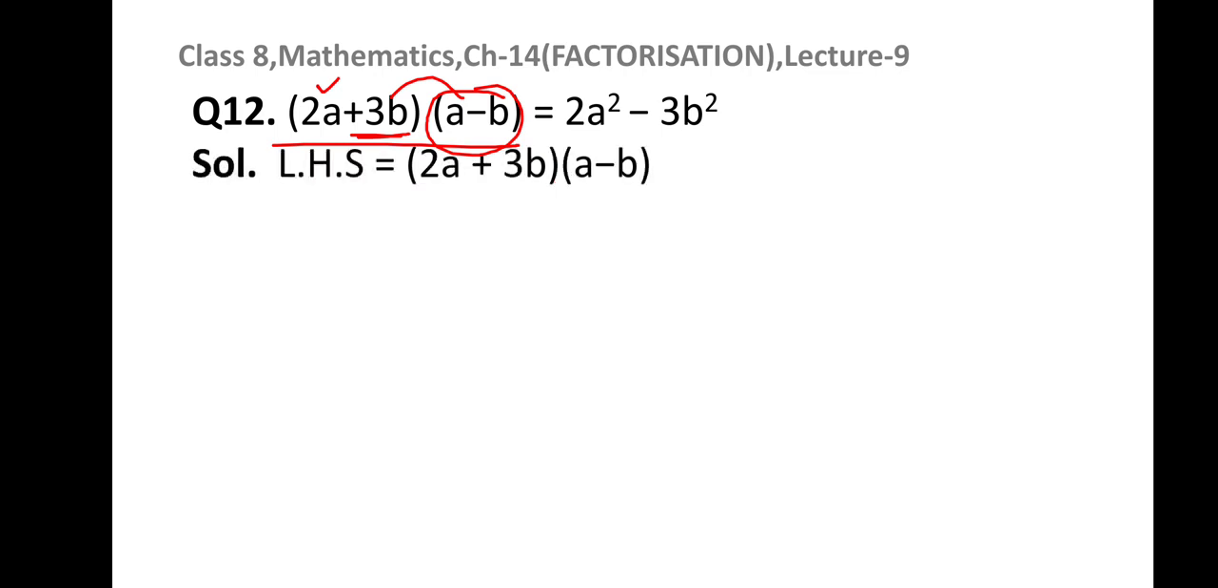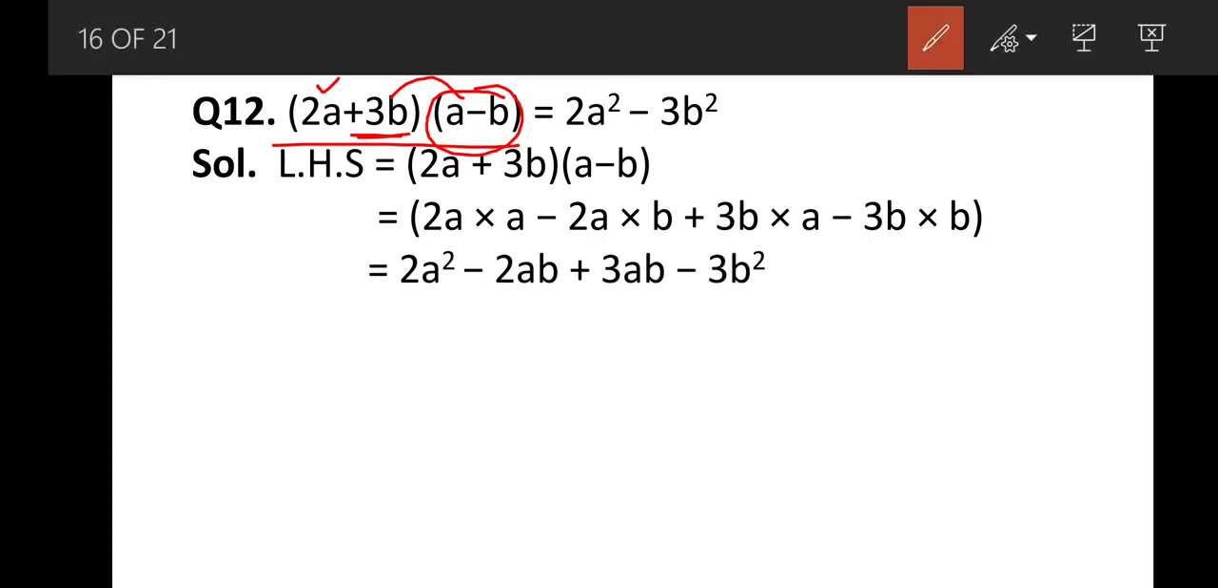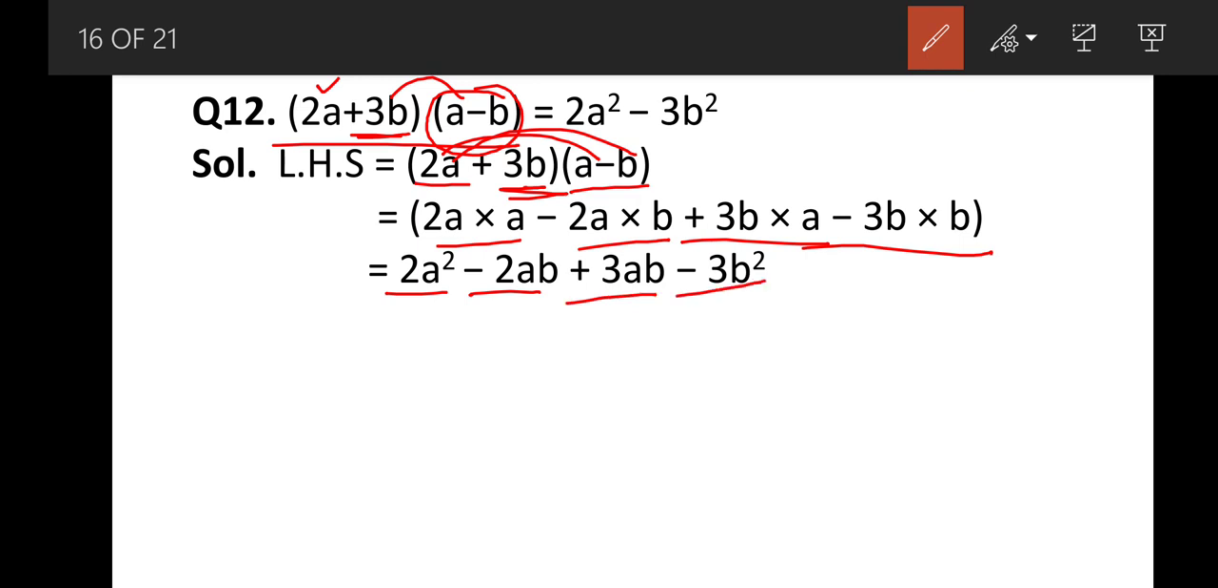Left hand side I am taking. This is what I told you. You are supposed to multiply this 2a by a minus b. So I have written, first of all I am multiplying it by a and then b likewise. 2a into a minus 2a into b, plus this 3b is to be multiplied by a minus b. So 3b into a minus 3b into b. Now 2a into a will give you 2a square minus 2ab plus 3ab or ba, it is one and the same thing, minus 3b square.